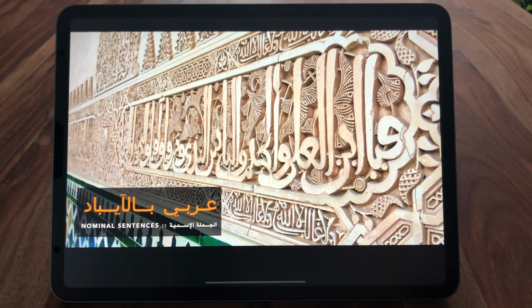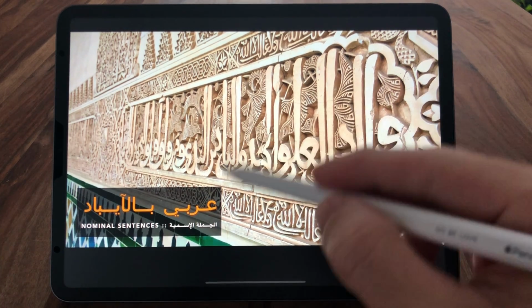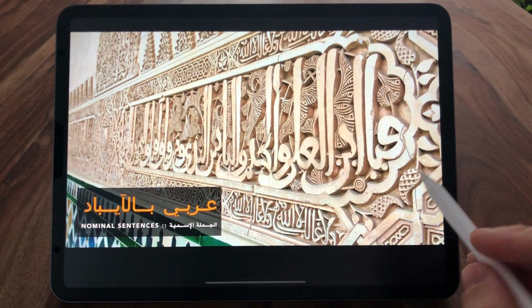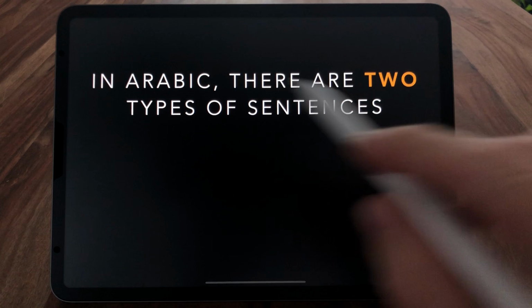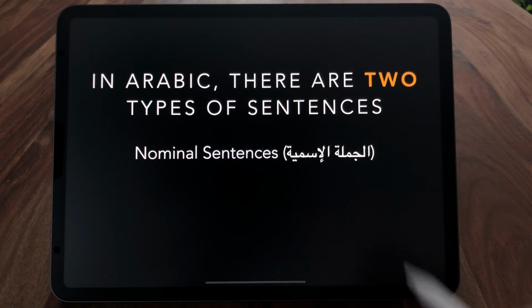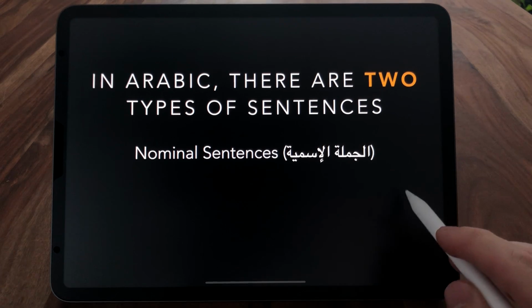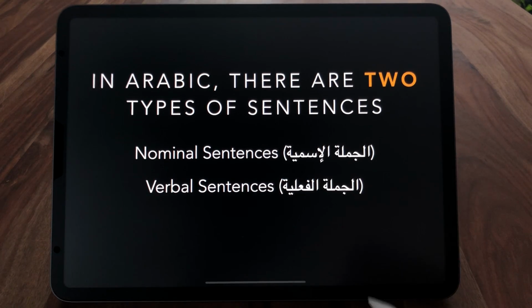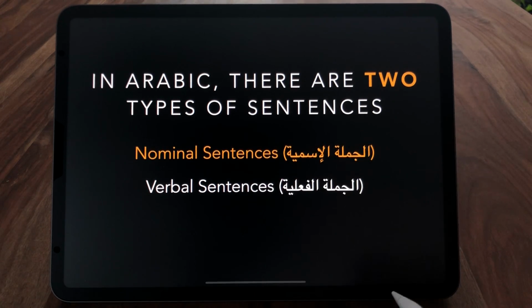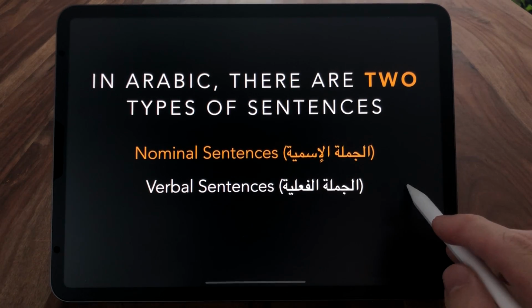Today we're going to be talking about nominal sentences or al-jumle al-ismiye. This is a foundational topic, so let's jump in. In Arabic there are two types of sentences: nominal sentences or al-jumle al-ismiye, or verbal sentences, al-jumle al-fa'aliye. Today we're only going to focus on nominal sentences.